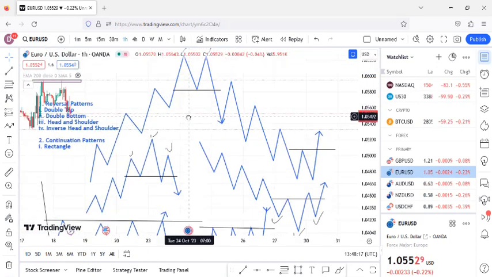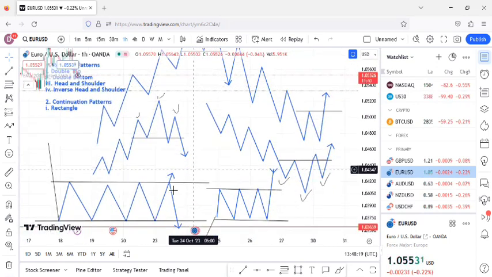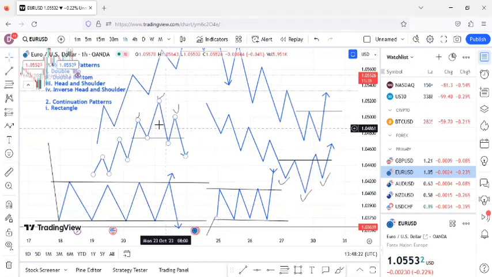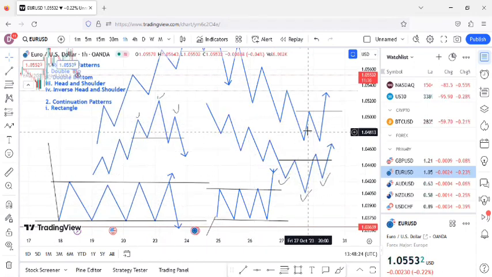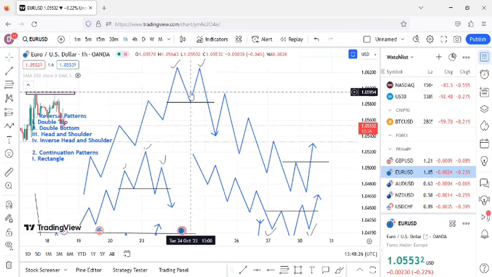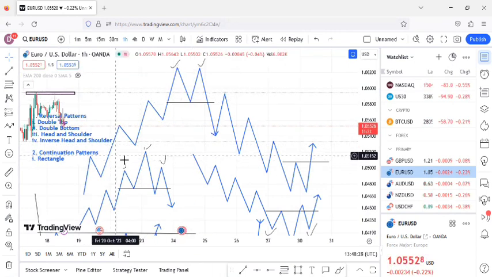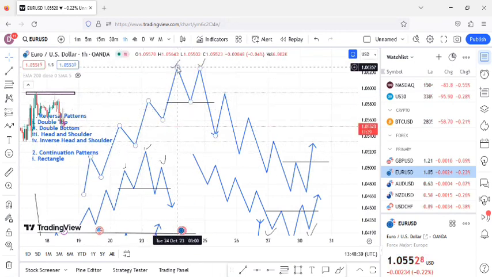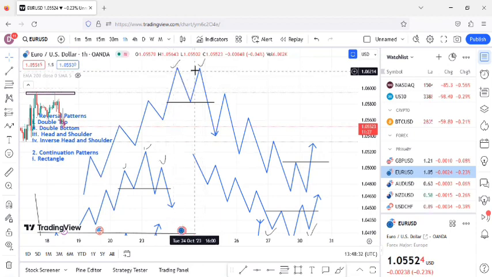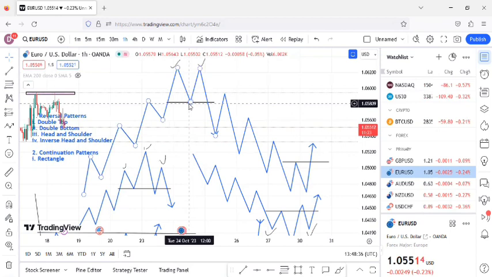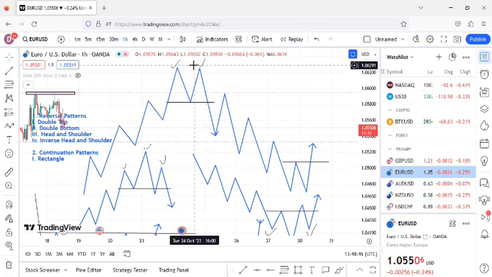Then how do you trade them? At least you're able to identify them now. This is rectangle. This is head and shoulder, inverse head and shoulder, double bottom and double top. Then how do you trade them? In an uptrend, when you see this pattern, you wait for a neckline break. As soon as you have a neckline break, what do you do? You enter your sell. This place will be your entry, while your stop loss will be at the top here.